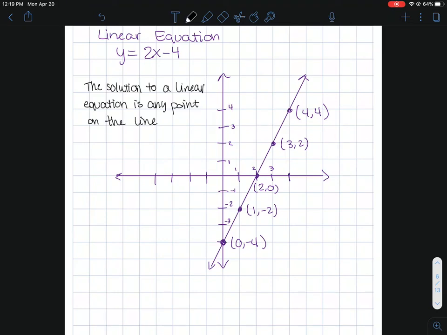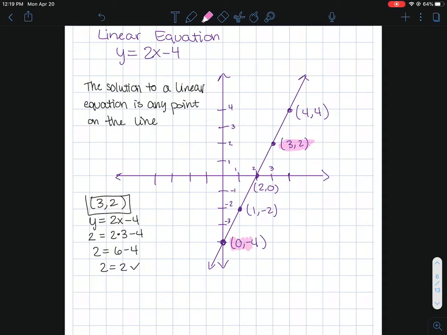So if we take any point on the line and we substitute it into our equation, we'll see that the equation is true. So the first point I'm going to try is 3, 2. When I sub it into the equation, y equals 2x minus 4, I should get both sides to be the same. So my y value is 2, my x value is 3, and when I simplify this, I get 6 minus 4, so 2 equals 2. That means this point solves that linear equation.